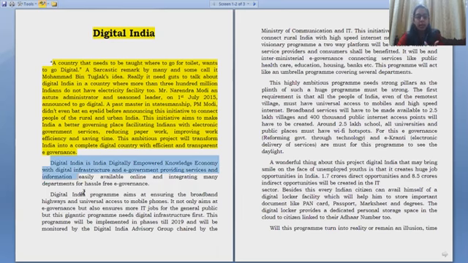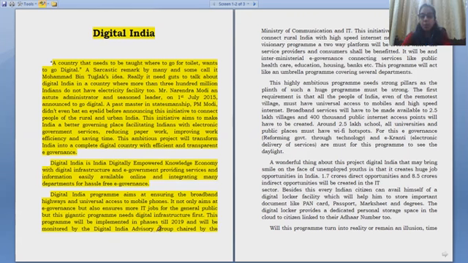So you can conclude it in a single paragraph also, student, or you can split it into two paragraphs. Now you have to write the aim of the program, the motive behind doing this. You can write aim, motive, whatever is up to you. Digital India program aims at ensuring broadband highways and universal access to mobile phones. It not only aims at e-governance but also ensures more IT jobs for the general public. But this gigantic program needs digital infrastructure first. This program will be implemented in phases till 2019.